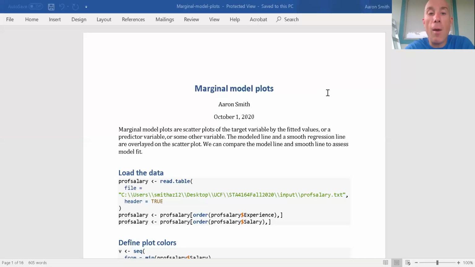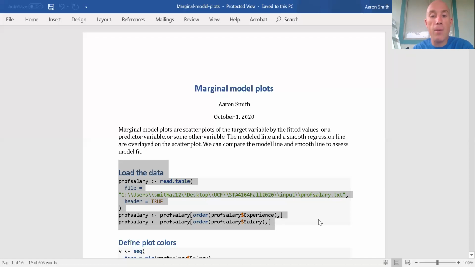So for this example, we're going to go through the standard linear regression process that we've been doing so far, session after session. Then we're going to take a look at the marginal model plots and decide what to do from there. First, I'm going to load the data just like I always do. And then I always like to sort my data by important variables. So I sort it by the predictor variable, then by the target variable. That way it's a little bit easier to spot trends as I work through different plots.